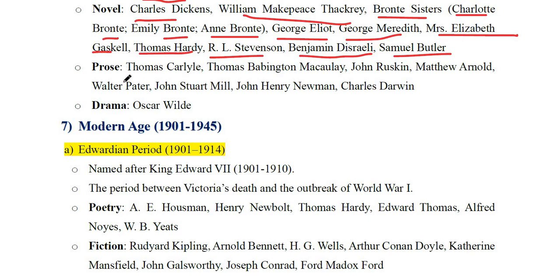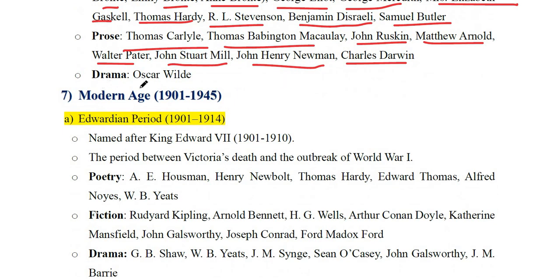Then among the prose writers, we have Thomas Carlyle, Thomas Babington Macaulay, John Ruskin, Matthew Arnold, Walter Pater, John Stuart Mill, John Henry Newman, and of course Charles Darwin, whose The Origin of Species influenced the writers so greatly. Then among the dramatists, the major one we have is Oscar Wilde.